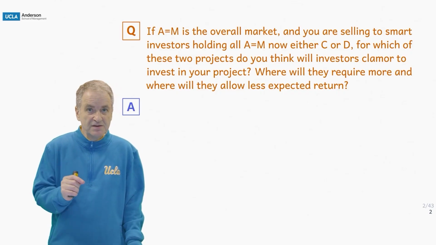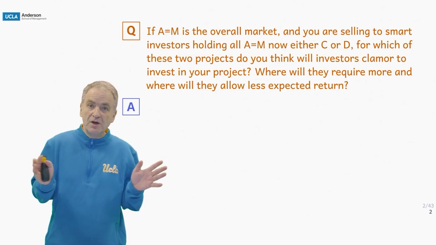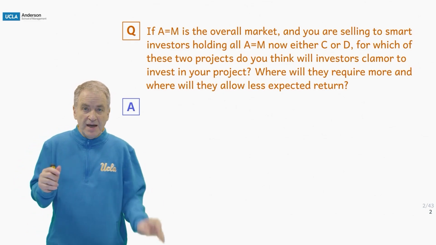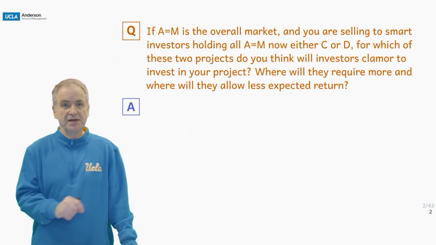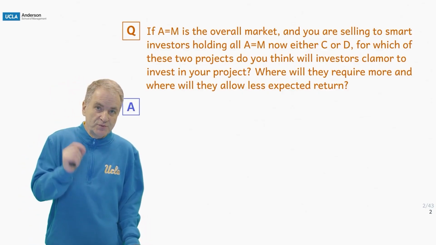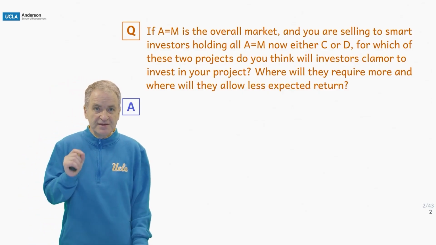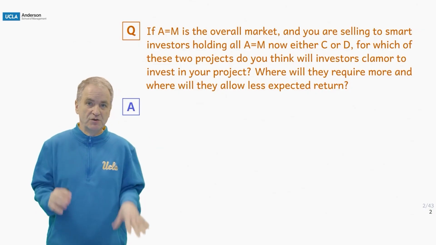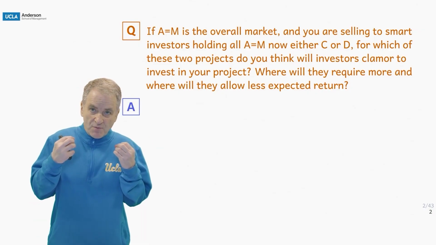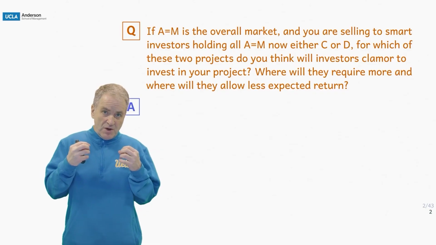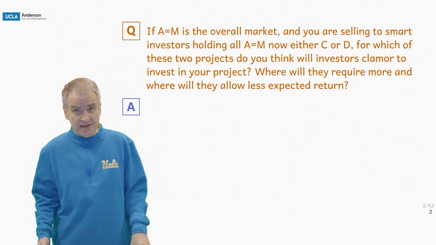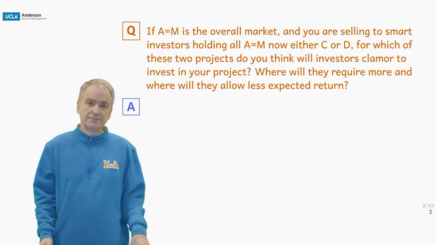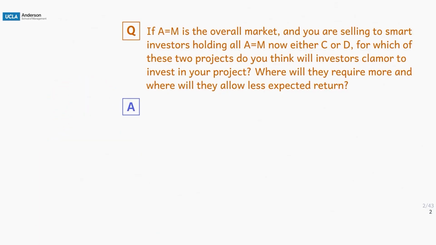Let's presume that A, in the example that we're working, is the overall market, and you are selling to smart investors holding, at this point, all of A, nothing but A, and you're thinking about selling to them either project C or project D. For which of these two projects do you think will your investors clamor to invest more in your project? Where will they require more rate of return? Where will they require less expected rate of return? Where will they pay a higher price, C or D? Please pause this video now, answer the question on a piece of paper, and then continue.